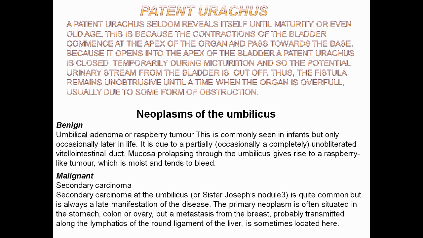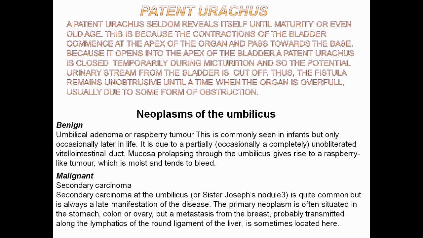Now we'll see neoplasm of the umbilicus, umbilical adenoma or raspberry tumor. This is commonly seen in infants but only occasionally later in life. It is due to a partially unobliterated vitellointestinal duct; mucosa prolapsing through the umbilicus gives rise to a raspberry-like tumor which is moist and tends to bleed.